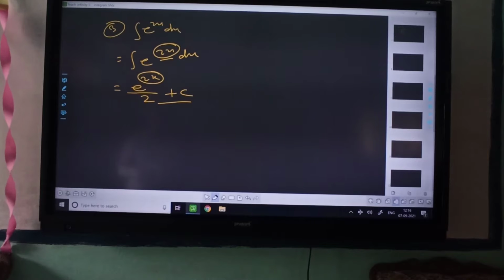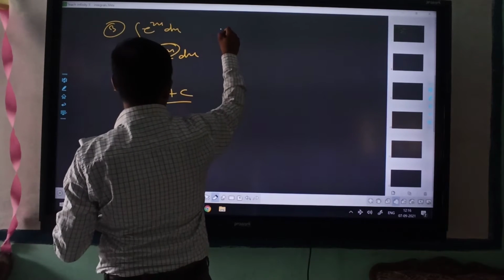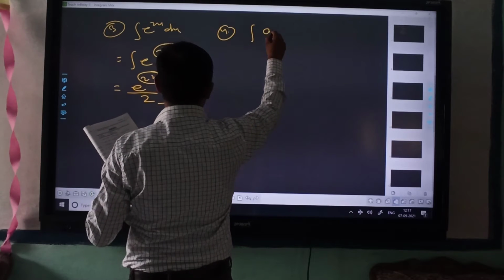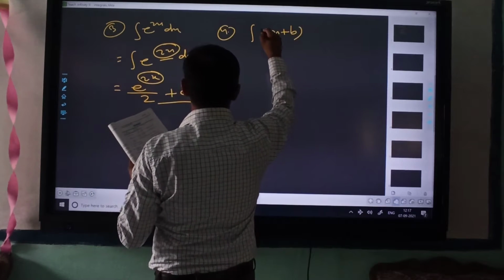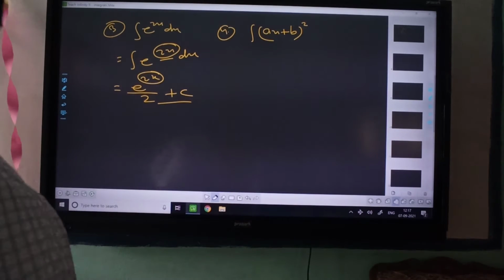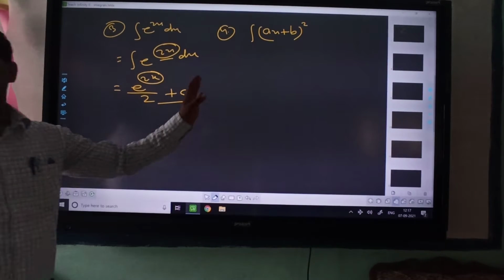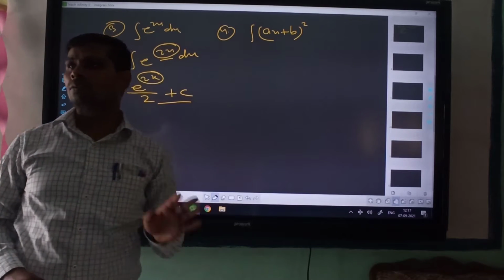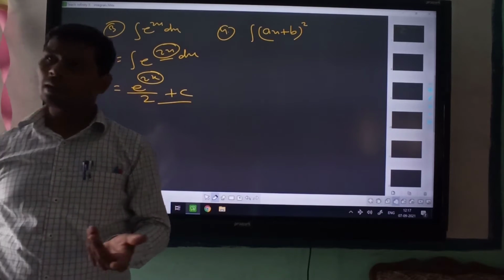Next question, question number 4. We are taking one more question from the first part. (ax plus b) whole square. Actually, you can solve this question by 2 methods. Directly you can do it, otherwise by the substitution method you can solve the question. So directly you can do.